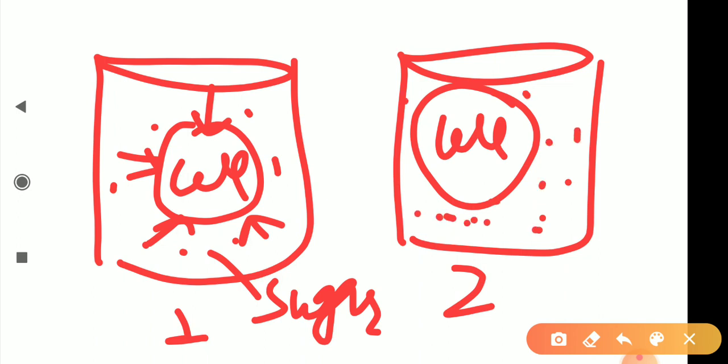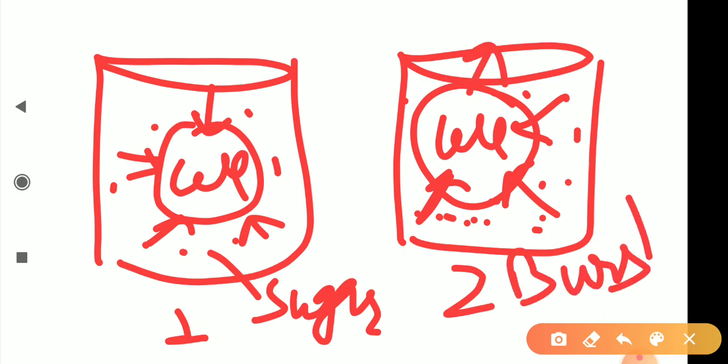This is the result when we place the cell in a hypotonic solution: the water starts moving inside the cell. That results in an increase in its size. As it is an animal cell, there is no cell wall to protect it. So if this osmosis continues, what would happen? It is going to burst. If it is kept for a longer time, the animal cell is going to burst.